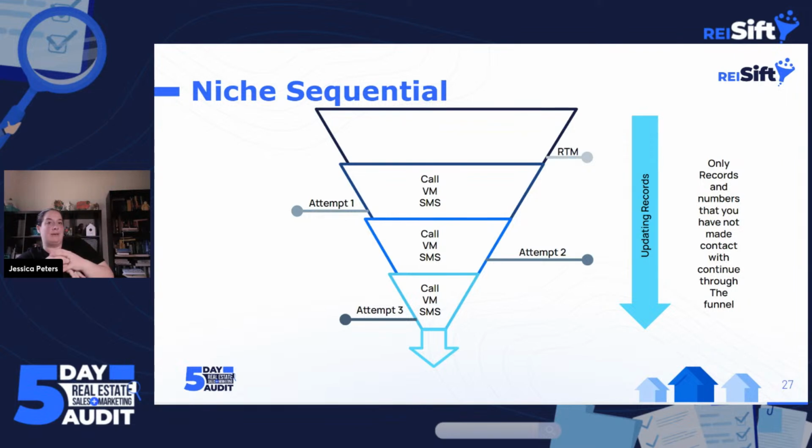You're going to have a smaller group as you go down. You're going to be marking some number. Those numbers are faster because we're only going to continue to call the ones that didn't answer. We're not going to call the dead ones again. We're not going to call the wrong ones again. We're not going to call the DNC ones again, right? So each attempt has fewer records as you go down the funnel.